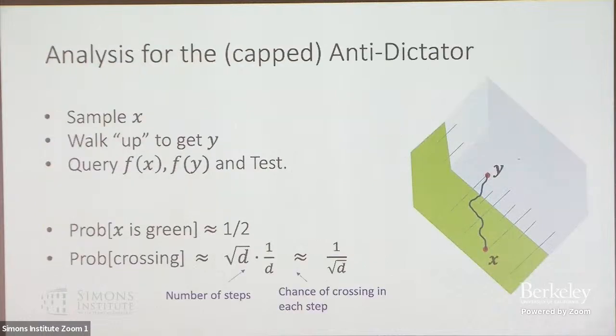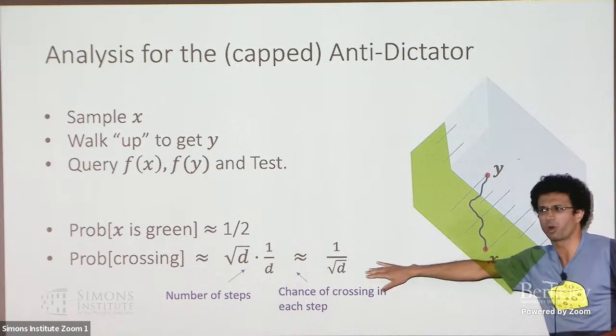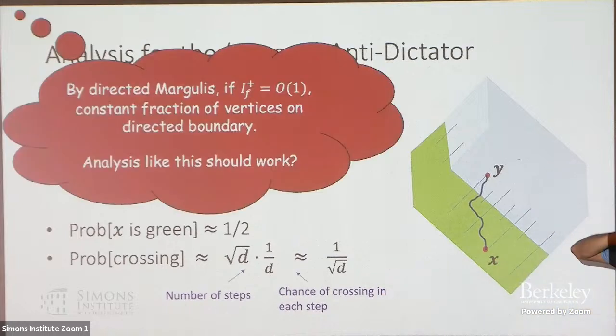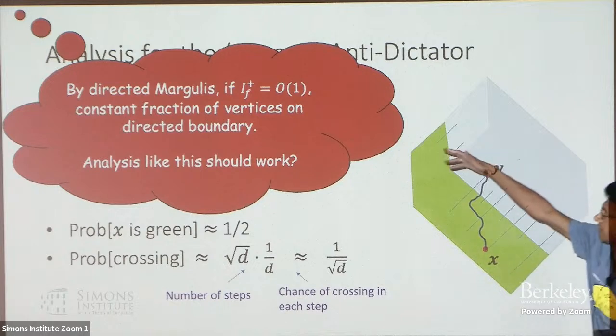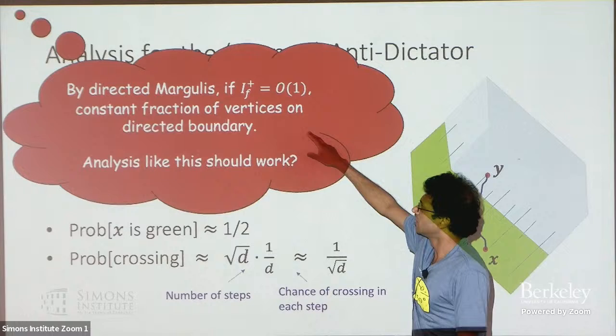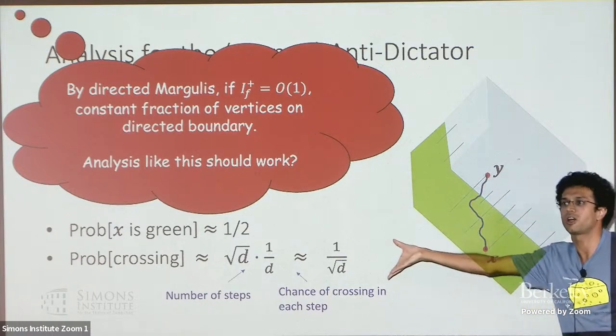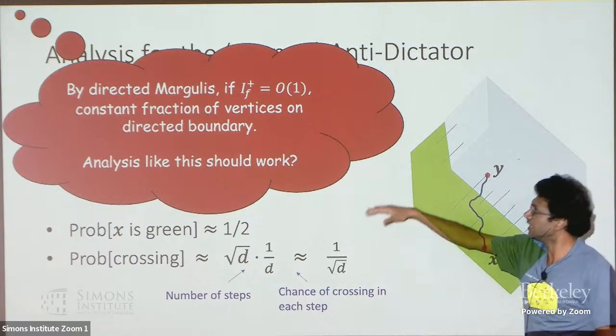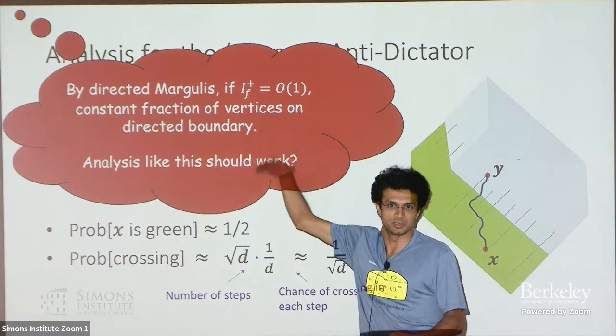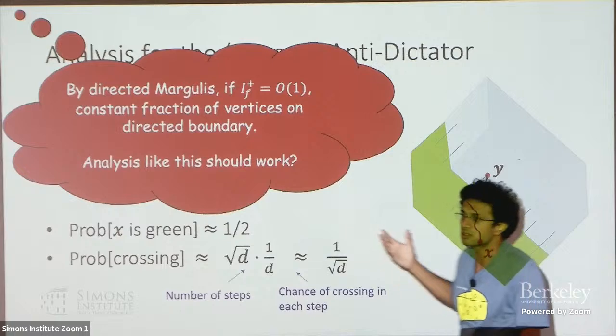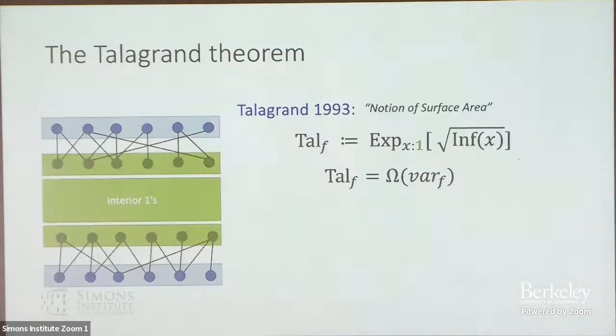And why is this relevant for monotonicity testing? Let me give you a little hint. Well, we studied this example. We said, oh yeah, it's 1 over root t. Then we thought, look, by directed Margulis, if the influence, this sort of inf plus, is O of 1, then a constant fraction of vertices lie on the directed boundary, and maybe you can pull off an analysis like this, even when just the directed influence is O of 1. So that was sort of where we were going.